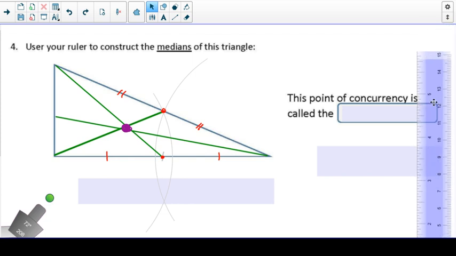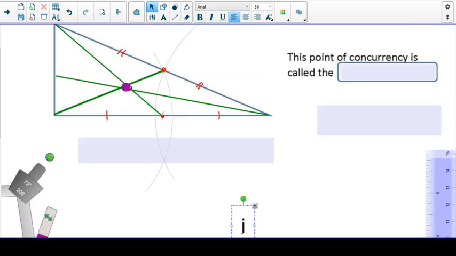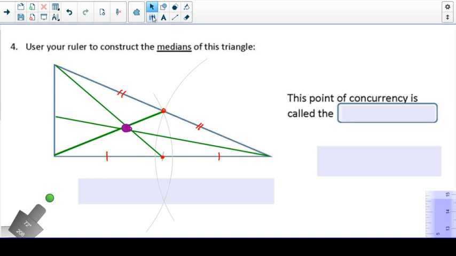And my last thing I need to do is draw in my hash marks again. There we go. I've already used single, double, double. So my third side will be 1, 2, 3 hash marks, 1, 2, 3 hash marks, just like that. And this purple thing, this is my point of concurrency for the medians of a triangle.